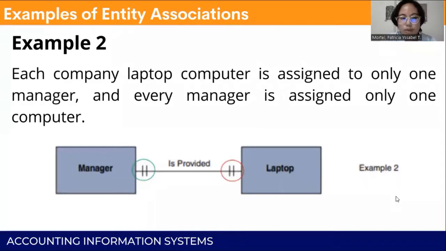Example 2. Each company laptop computer is assigned to only one manager and every manager is assigned only one computer. Ang nasa magkabilang dulo naman ng association line between the manager and laptop entity ay two short lines. And we all know that this represents the cardinality of one and only one. Every manager is assigned one and only one computer, and each company laptop computer is assigned to one and only one manager.